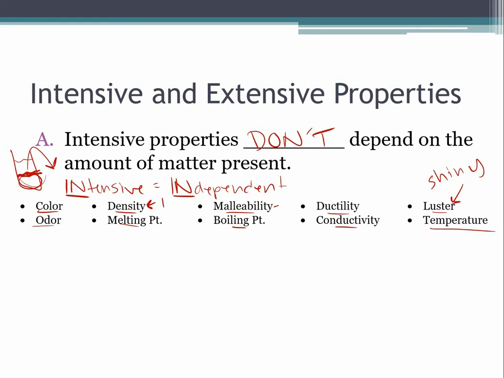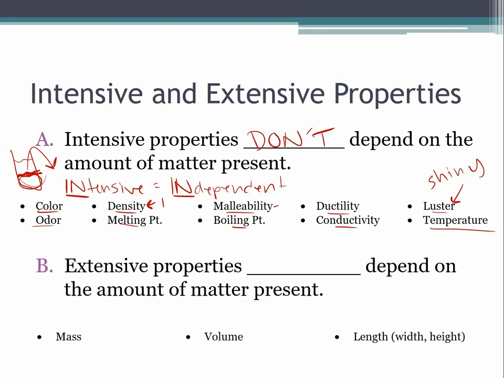The opposite of this would be extensive properties, which do depend on the amount of stuff that you have. These are pretty more straightforward. We do not have that many examples of extensive properties, and most of them are intensive. So mass obviously depends on how much stuff you have.